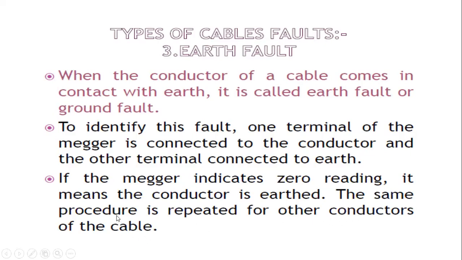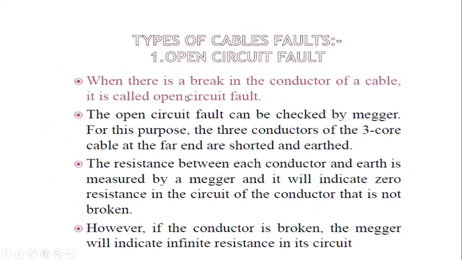If the Megger measures a zero value, then we identify that an earth fault is obtained, and the same procedure is repeated for all the conductors. These are the various types of faults that are obtained in cables: open circuit faults, short circuit faults, and earth faults. These three types of faults are identified by using the Megger. If the Megger gives a zero reading, then we obtain the faults.